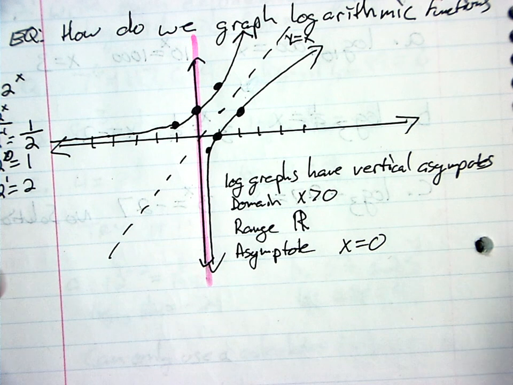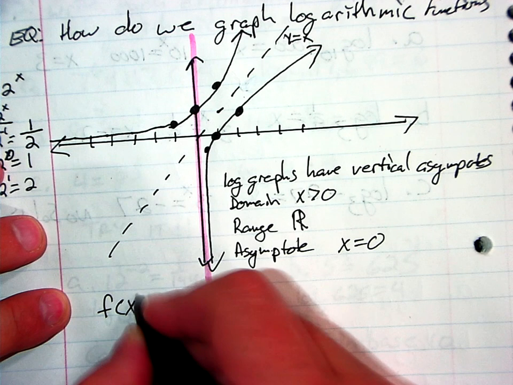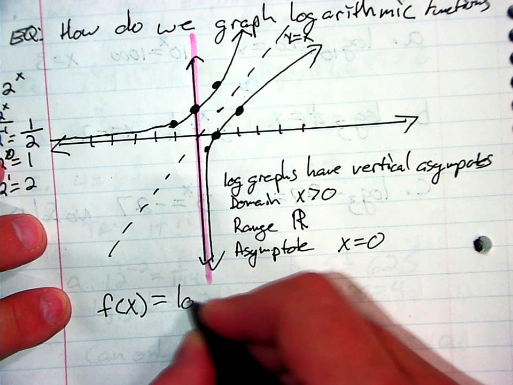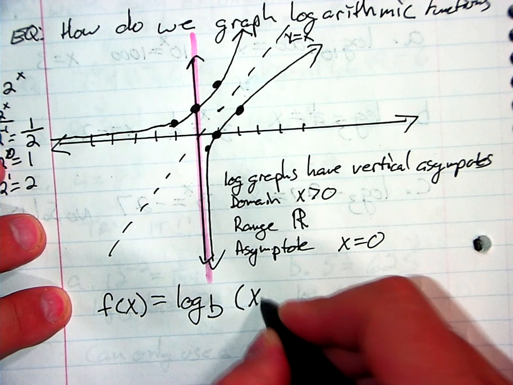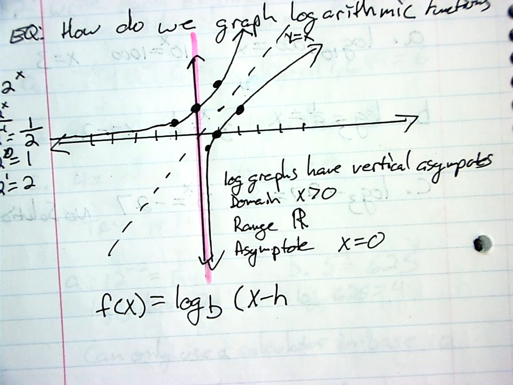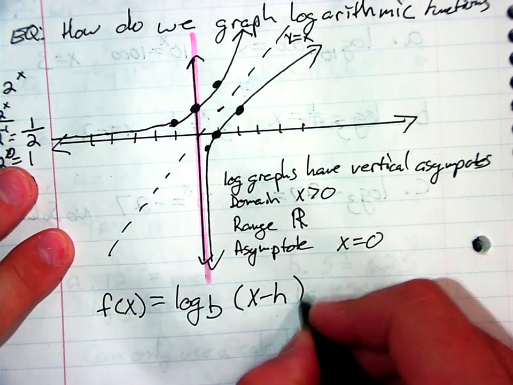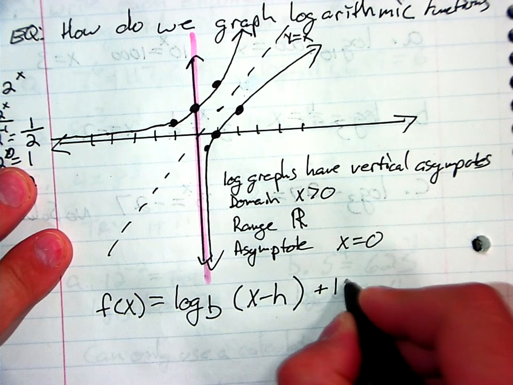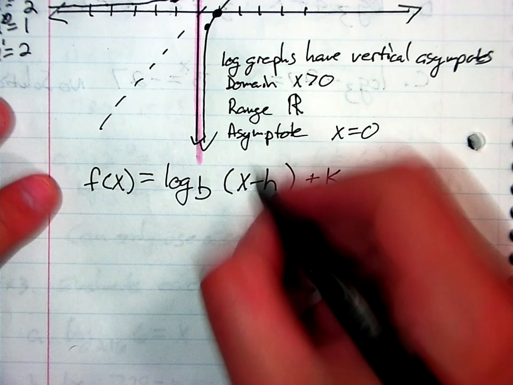All right, something we need to know. If we have f of x equals log base b of (x minus h) plus k, have we seen anything like this before? Yes. So this is in parentheses. What do we know about it?